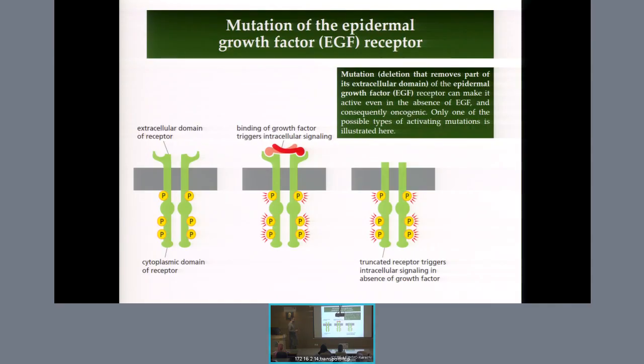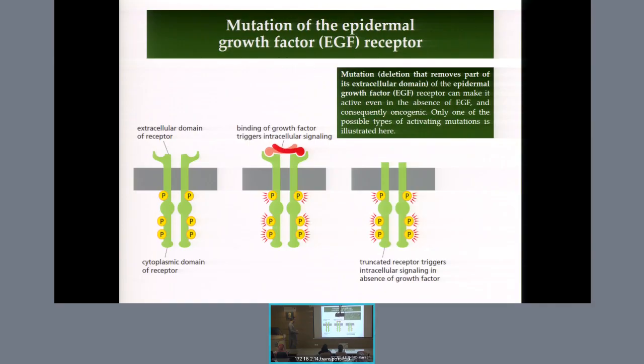So I'm just explaining the mutations in these genes. So mutation, deletion that removes part of its extracellular domain of the epidermal growth factor receptor can make it active even in the absence of EGF and consequently oncogenic.